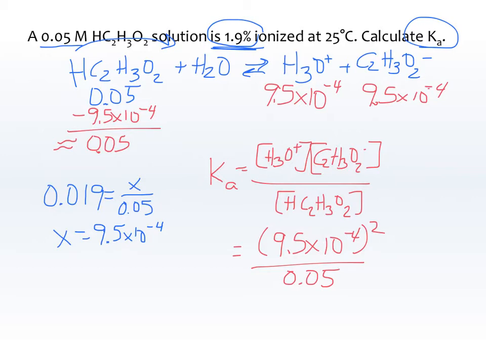If you would actually like to subtract the 9.5 times 10 to the negative 4, you can totally do that. And I end up with 1.8 times 10 to the negative 5. Which, if you check the Ka chart on the back of your paper, then this actually is the Ka for acetic acid.